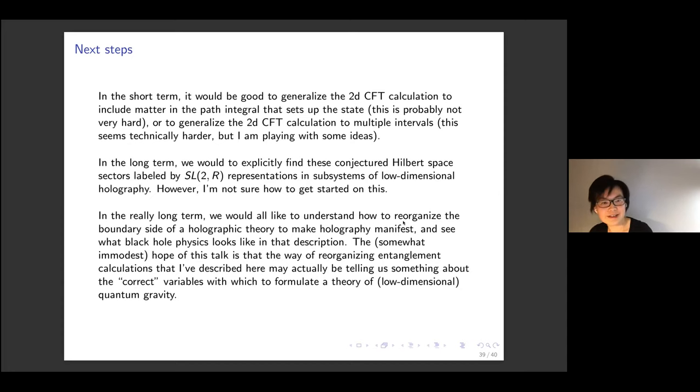And then in the really long term, we would all like to understand how to reorganize the boundary theories in holographic duality to make holography manifest and see what black hole physics looks like in that description. So the somewhat immodest hope of this talk is that this way of reorganizing entanglement calculations that I described here may actually be telling us something about the correct variables with which to naturally formulate such a theory. But it remains to be seen if this will turn out to be the case.